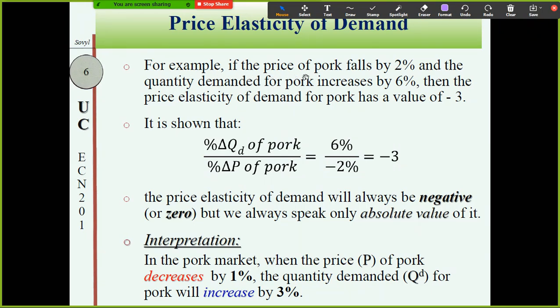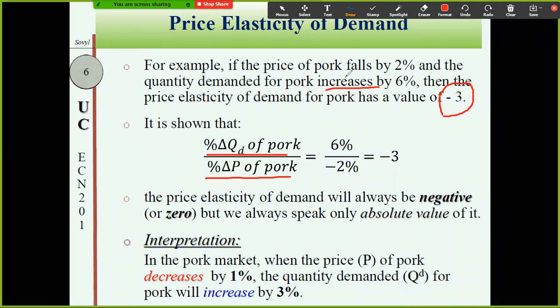For example, if the price of pork falls by 2% and the quantity demanded for pork increases by 6%, then the price elasticity of demand for pork has the value of -3. Why -3? Because here it is percentage change in quantity of pork divided by percentage change in price of pork. Increase is plus, fall is minus. So increase by 6%, fall by 2%. That's why plus multiplied by minus is minus. 6 divided by 2 is 3.